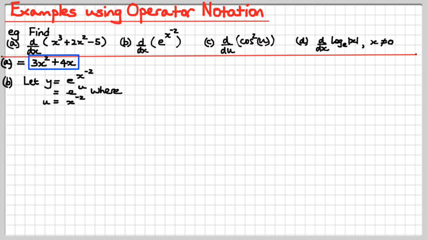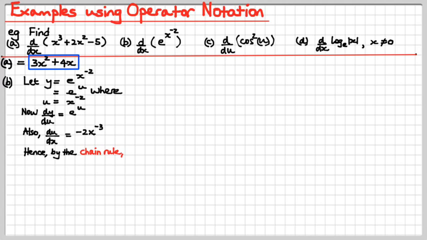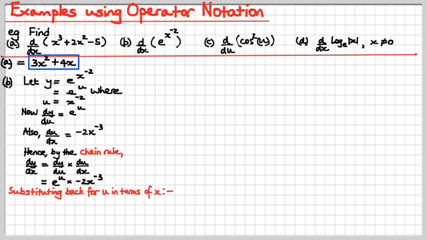Now dy/du is e to the u. du/dx is minus 2 times x to the minus 3. Now we're equipped to do the final chain rule. We know that dy/dx equals dy/du times du/dx. dy/du was e to the u, and du/dx was minus 2 times x to the minus 3. Substitute back for what u was in terms of x. u was x to the minus 2. So you get e to the x to the minus 2 times minus 2 times x to the minus 3, and there it is. I've just put the x cubed on the bottom to get a positive exponent. So there's your answer. You okay?